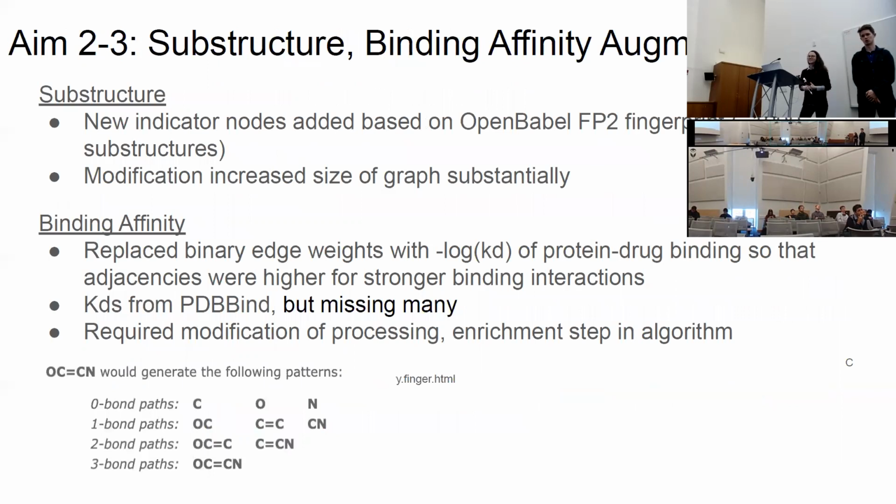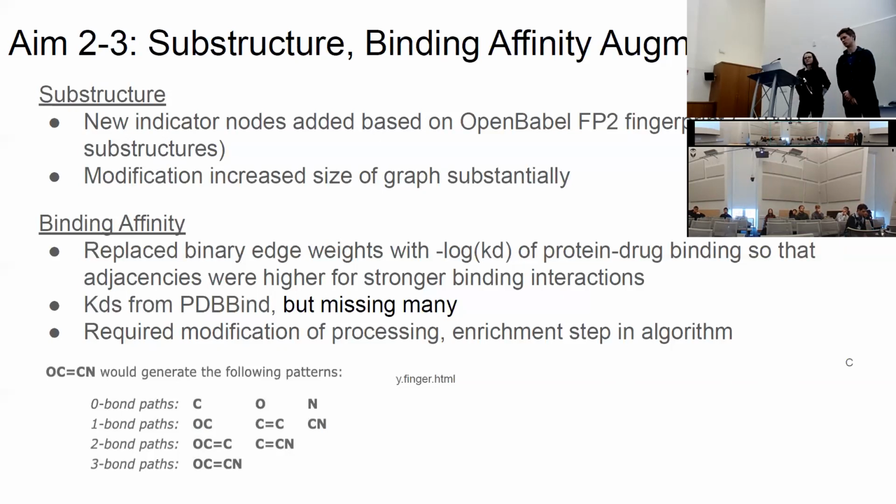For our second and third aims, we're talking about the augmentations of the existing knowledge graph. The first augmentation is the substructure inclusion. We added new indicator nodes that are used to predict unknown drug responses based on an OpenBabel FP2 fingerprint. You basically have about 1,000 substructures that you can use to create a binary vector of whether the substructure is included in a molecule or not. So you can use this as a fingerprint for different molecules. And this modification greatly increased the size of the graph, which is something we anticipated.